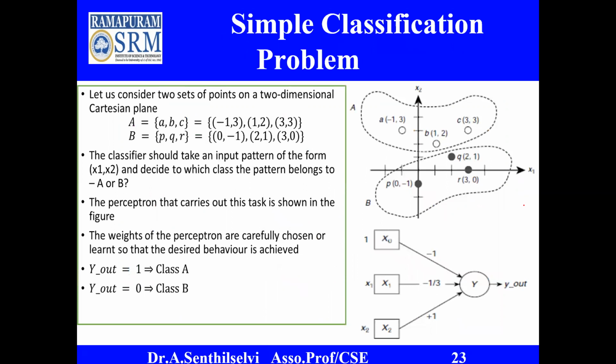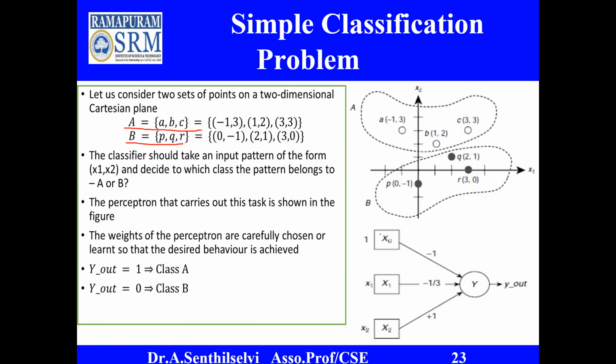We will see a simple classification problem using a perceptron. Here we have two sets of data: set A equals ABC and set B equals PQR. We plot that data. A belongs to ABC, so it is marked as an empty circle, and PQR is marked as a dark circle. The perceptron will do the classification using the normal perceptron learning algorithm. We assume that y output equal to 1 means it belongs to class A, and y output equal to 0 means it belongs to class B.